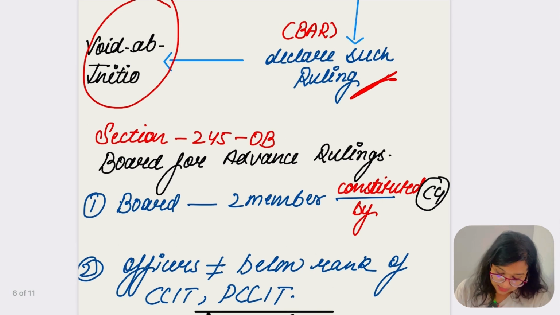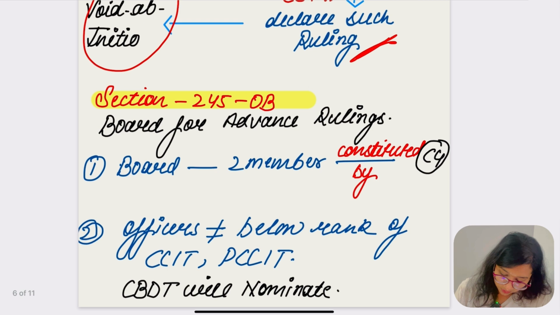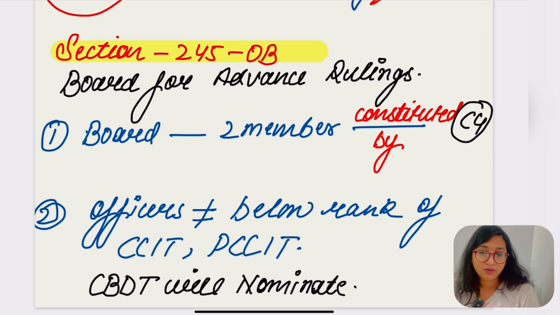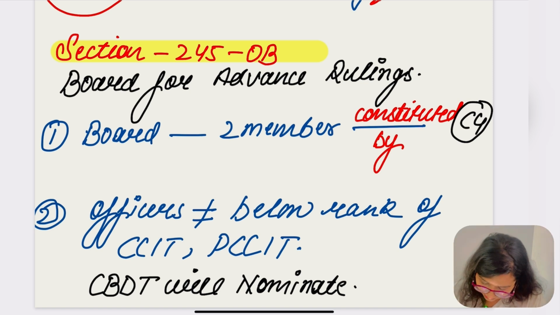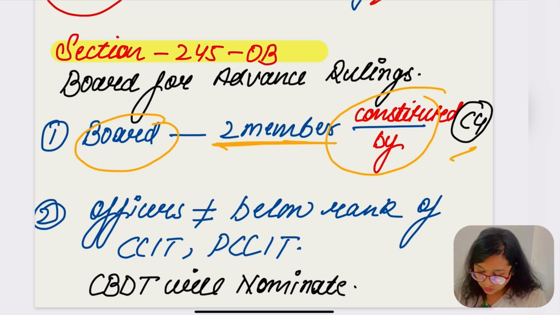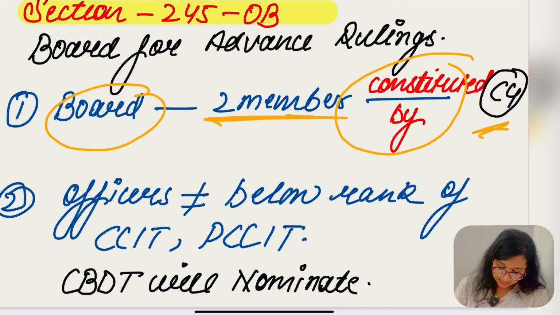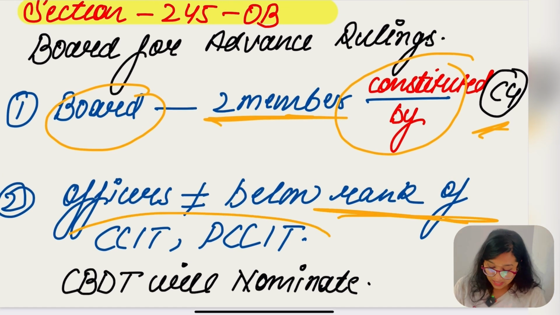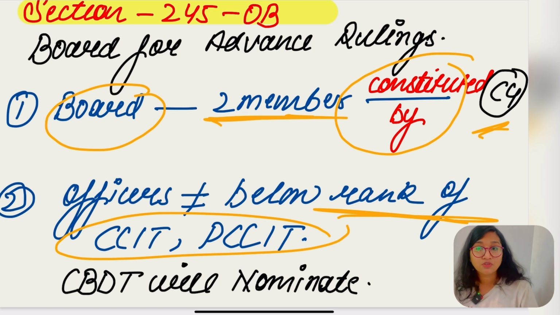Is it clear? Yes. Let's go for the other section. Section 245OB talks about the board for advance ruling. There should be at least 2 members in the board. Who is going to constitute this? The central government is going to constitute this. Let's check: the board should be of at least 2 members and constituted by the central government. Is it clear? Yes. Now the officers should not be below the rank of CCIT and PCIT. And who is going to nominate them? The CBDT will nominate them.